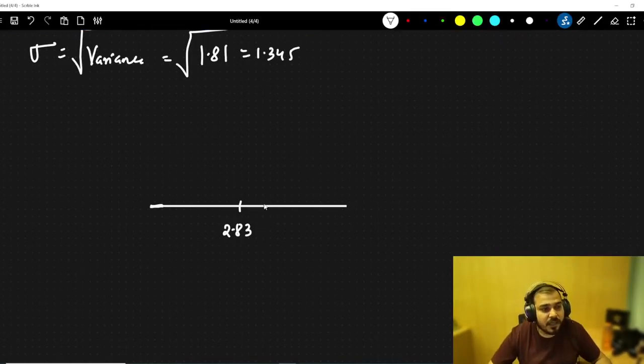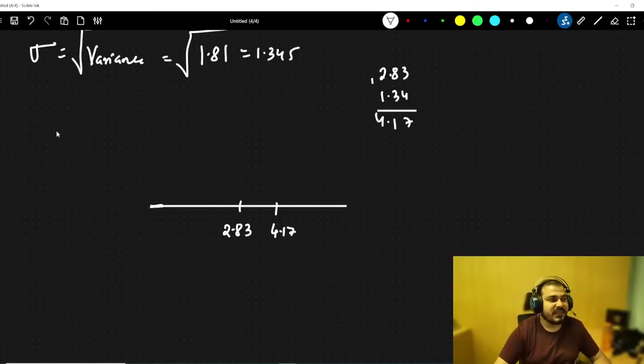So from here, if I go one standard deviation to the right, as you have seen in the standard deviation formula, let's consider that this is my first standard deviation to the right. Then it will be 2.83 plus 1.34, which is 4.17. That means whatever elements are present between 2.83 and 4.17 will fall within the first standard deviation.